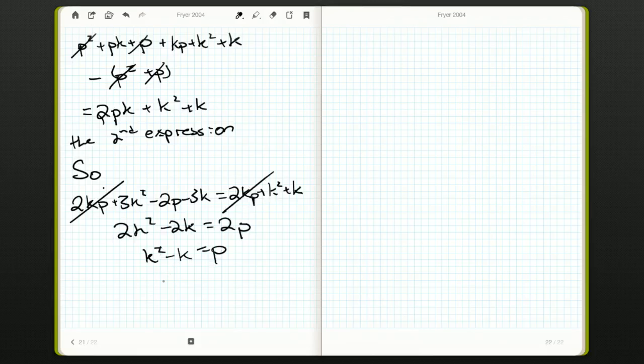Alright. So this is our relationship that we would like. K squared minus K is equal to P, and we want our triangular numbers to be greater than 2004.